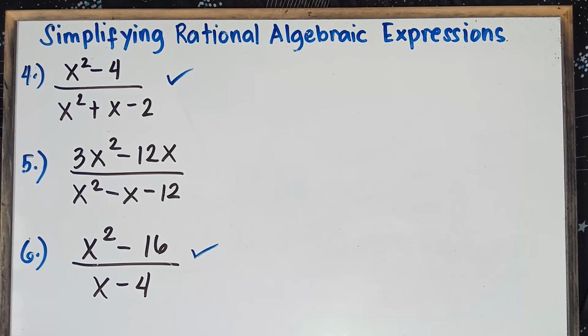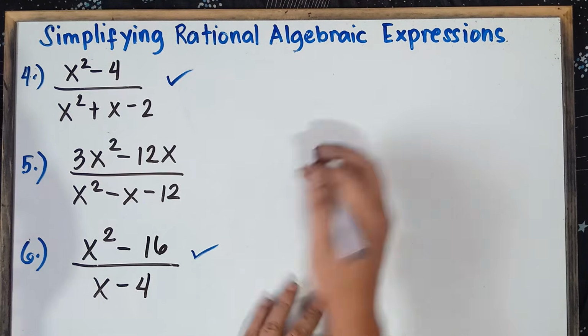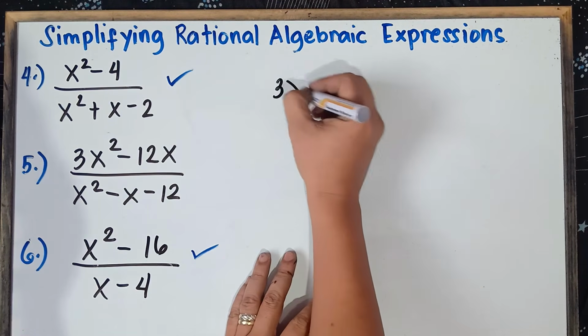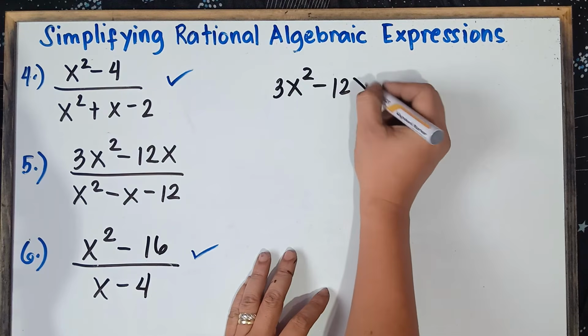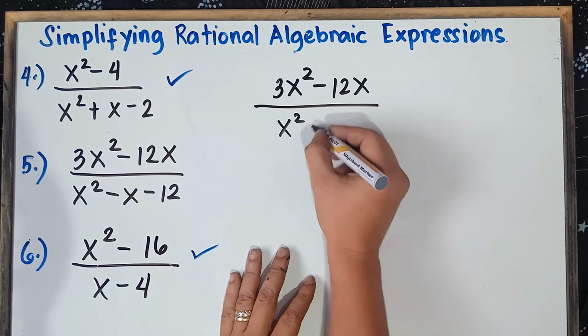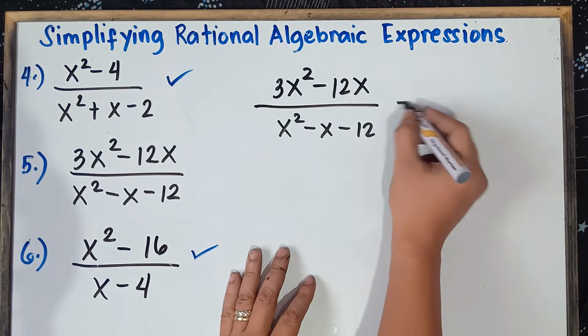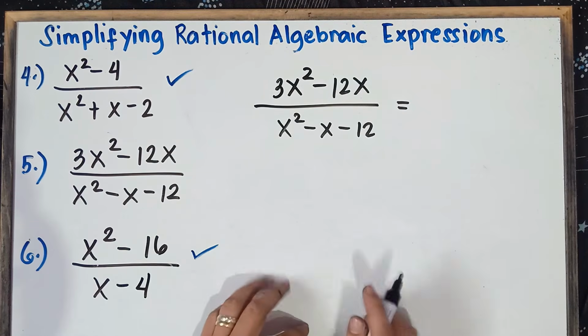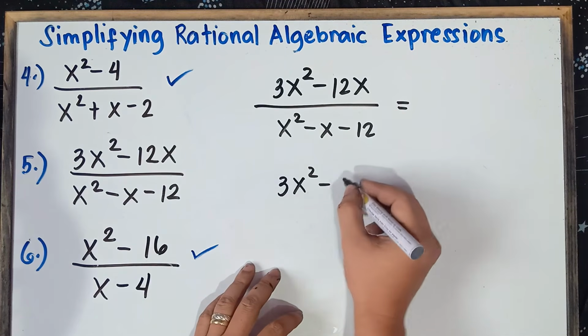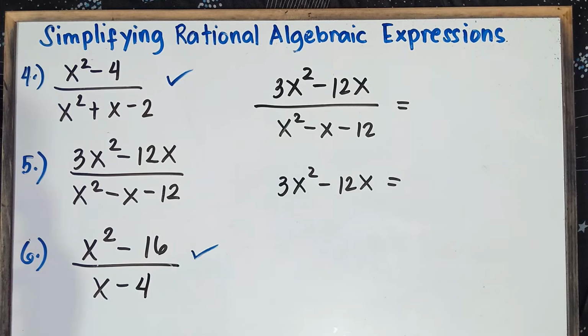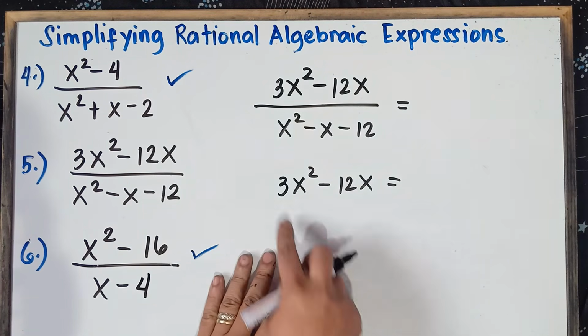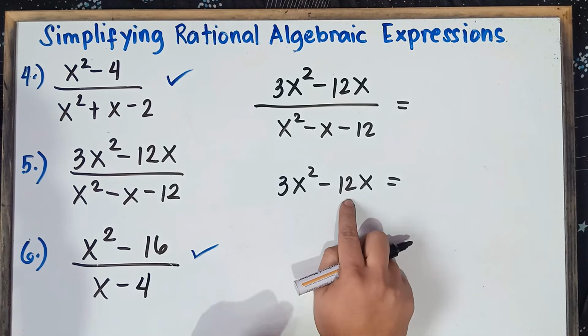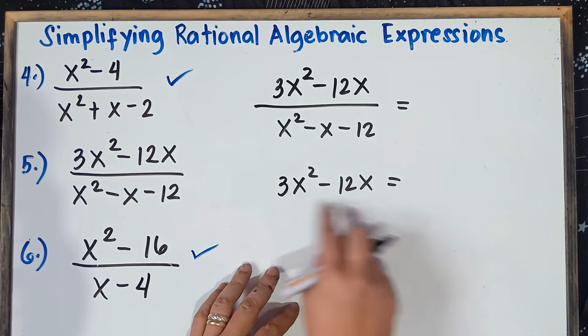So let's proceed now to example number 5. So our given, we have 3x squared minus 12x over x squared minus x minus 12. So let's factor out the numerator, 3x squared minus 12x. So with regards to the numbers 3 and 12, what would be the greatest common factor, class, of 3 and 12?